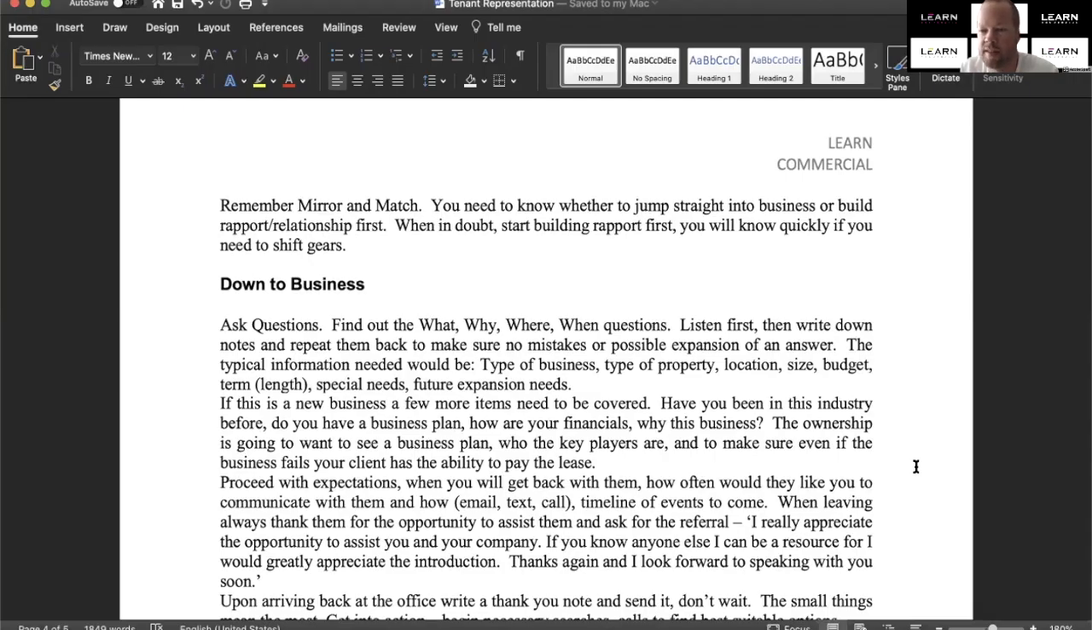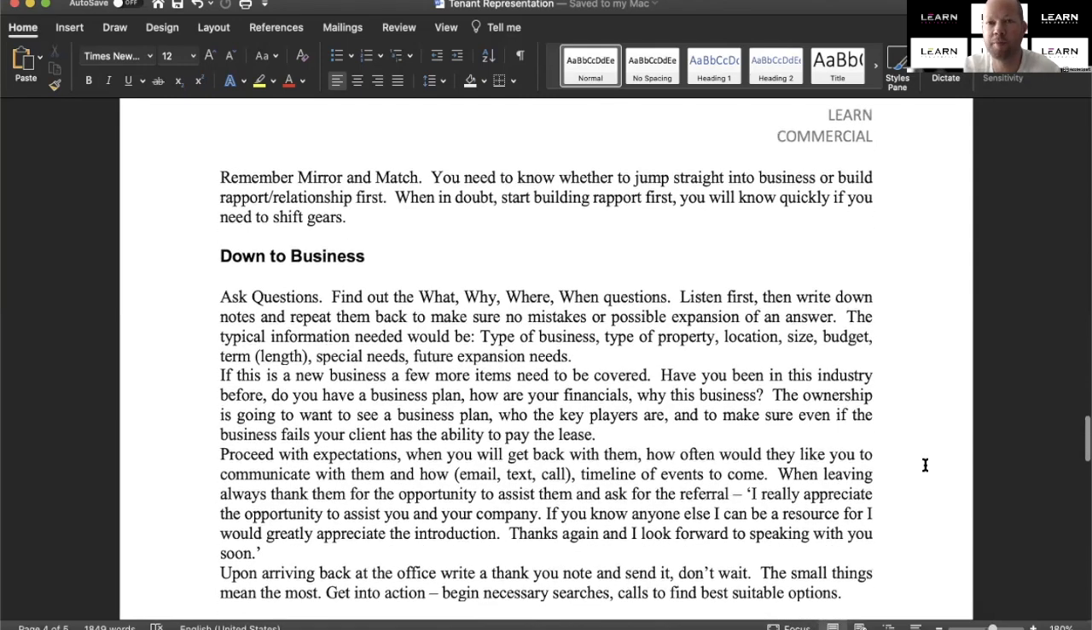Listen first, then write down notes and repeat them back to make sure no mistakes or possible expansion of an answer are needed. The typical information needed would be type of business, type of property, location, size, budget, term, special needs, future expansion needs. If this is a new business, a few more items need to be covered.